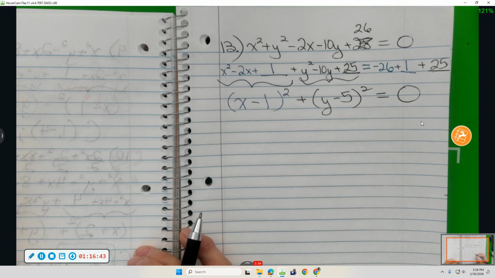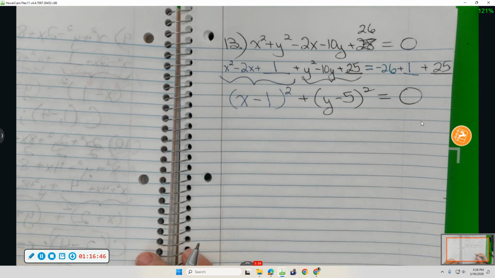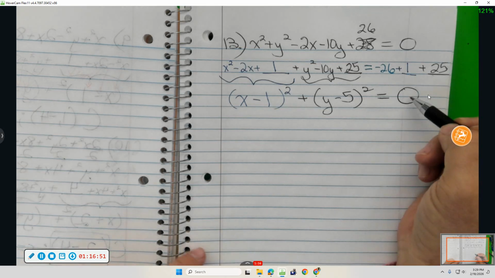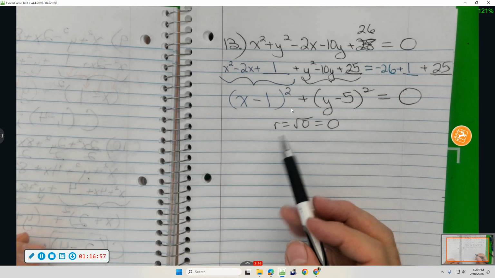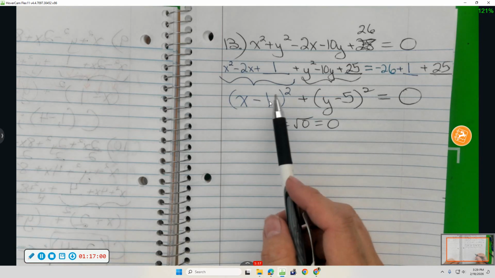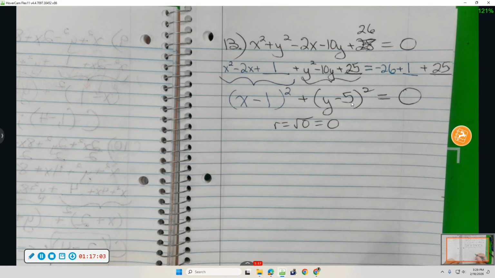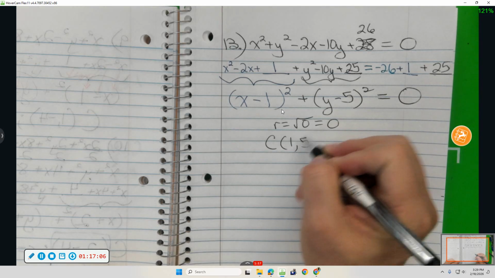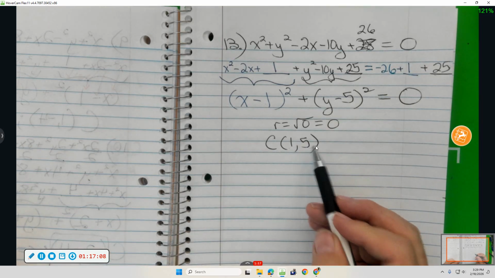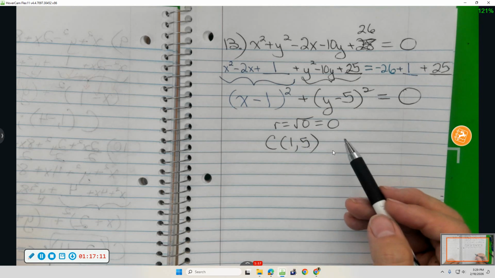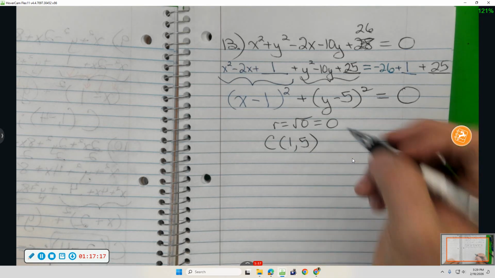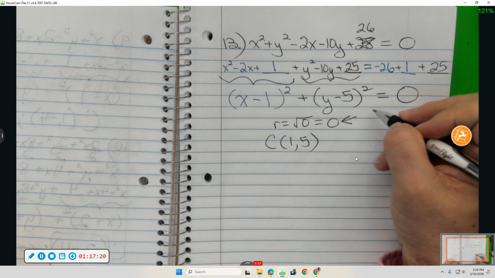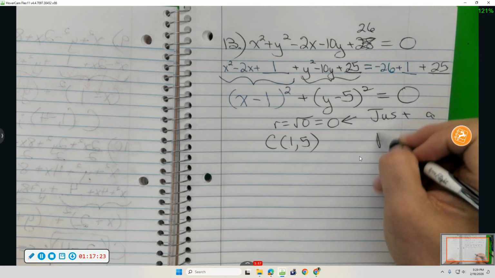Can we answer the question right now? Is this a circle? No. What is it? It's a point. If you take the square root of 0, you get a 0. That means we even know what point it is. We know it's the point 1, 5. So you have that center point 1, 5, but you go up, down, left, right, 0. It's just a point. They don't even make you say what the point is. All they want you to do is say, when you see that the radius is 0, just a point.